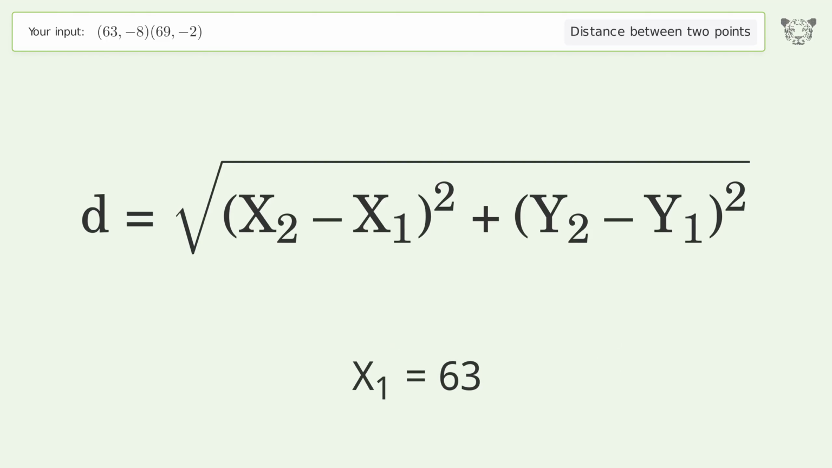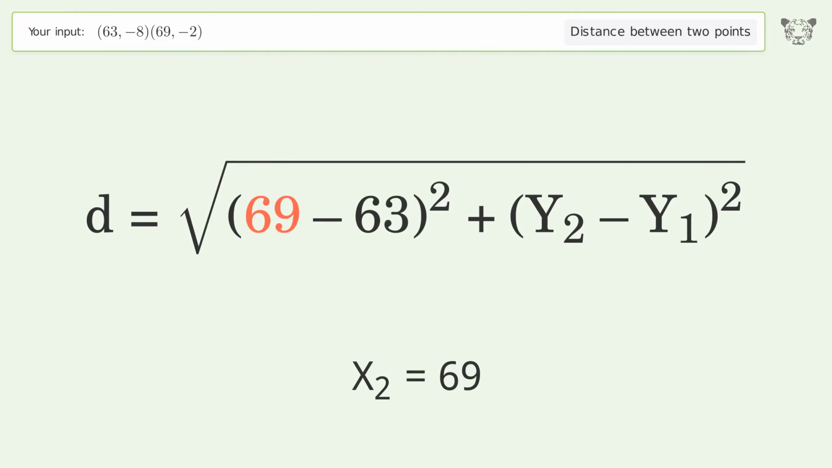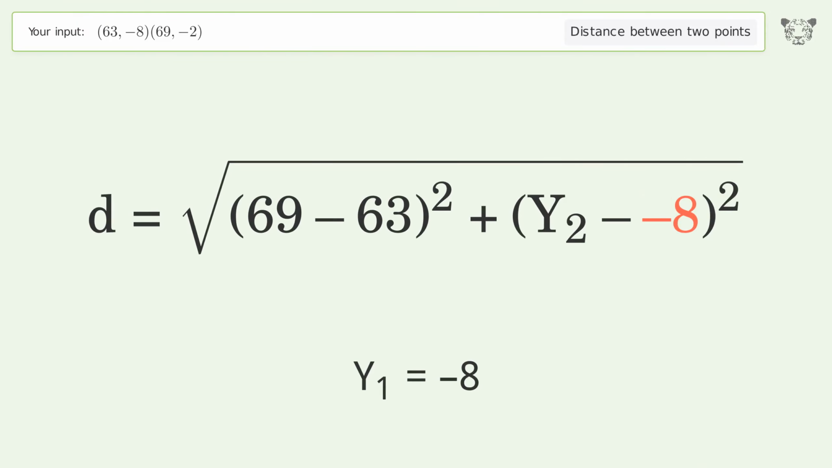x1 equals 63. x2 equals 69. y1 equals -8. y2 equals -2.